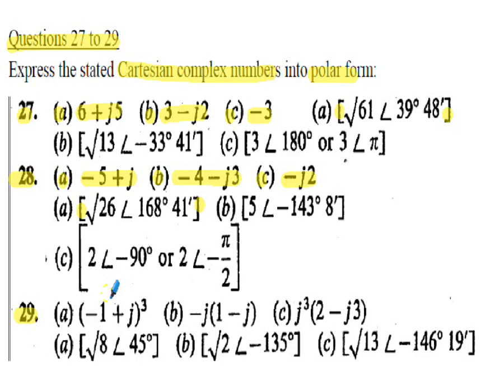And question 29, we've got negative 1 plus j all cubed. So again, be careful there, you need to expand the brackets first of all. Part B, we've got a negative j multiplied by the 1 minus j, so I'll expand the brackets there. Be careful of your negative j values. And part C, again, I would encourage you to expand the brackets first of all. Answers given in the square brackets below.